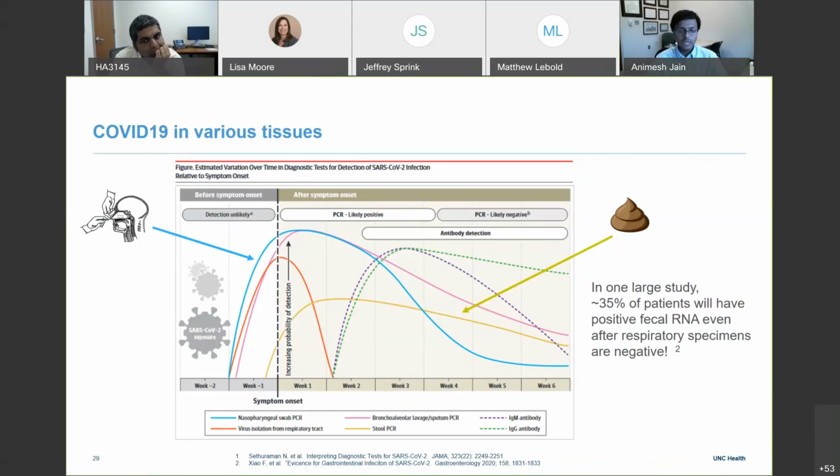The kind of yellow-green line there shows the measurement of stool RNA through PCR, and you can see that the stool RNA actually can persist for a very long time. Some people have suggested this may be viral replication that goes on in the gut. However, this could just be, again, sort of bare RNA and not intact virus. There was one study that reported about 1/3 of patients will have positive RNA in the stool even after the respiratory specimen is negative. So the stool RNA seems to persist for a very long time. Again, it's not clear if that is intact infectious virus.